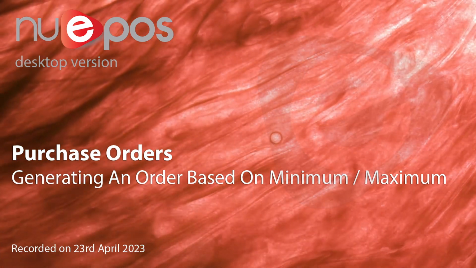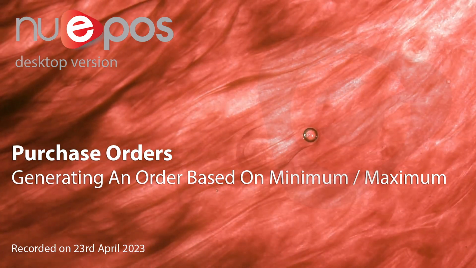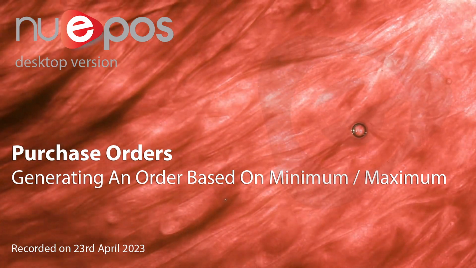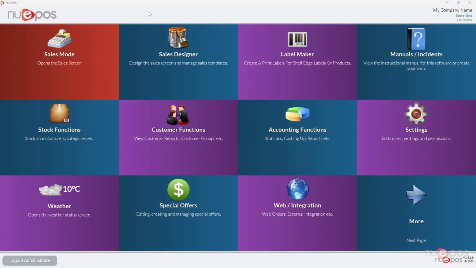Purchase orders. Generating an order based on minimum and maximum. Okay, in this video, we're going to start off by talking about purchase orders.